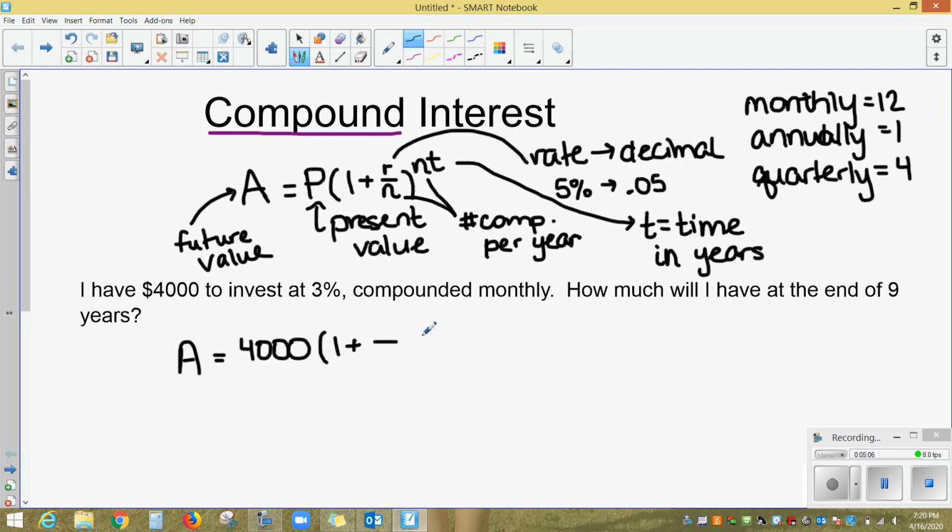My interest rate is 3%, and so I know I always need to write my percents as a decimal. So I'll slide that decimal 2 places to the left. Compounded monthly means 12 times every year. The 12 goes down below and up above. That says 12 there, not R. And my amount of time that I'm leaving that is 9 years.